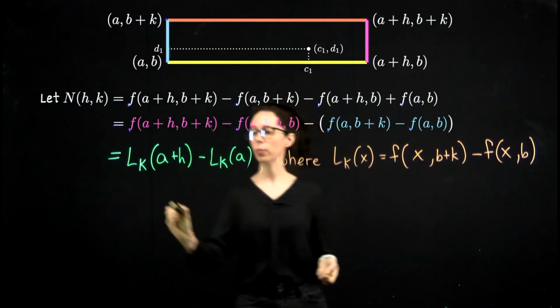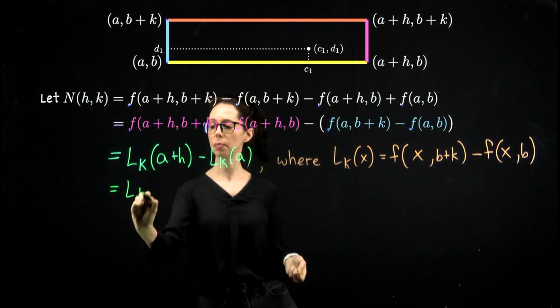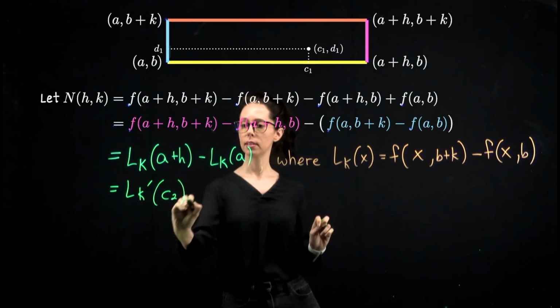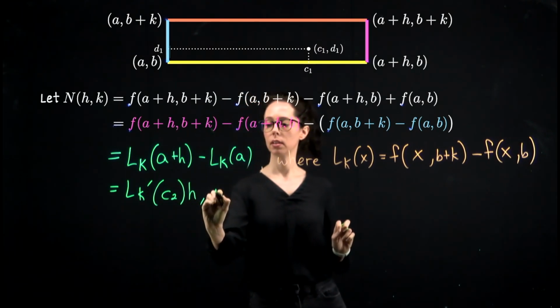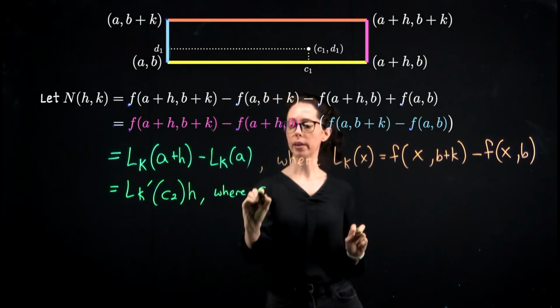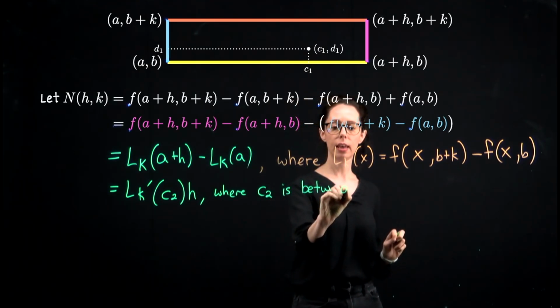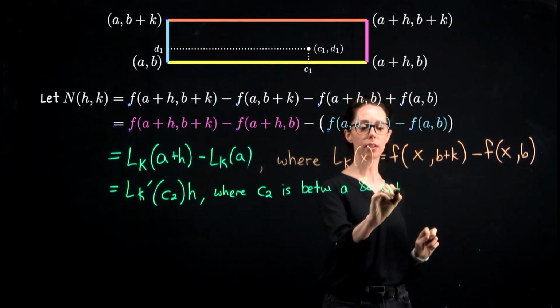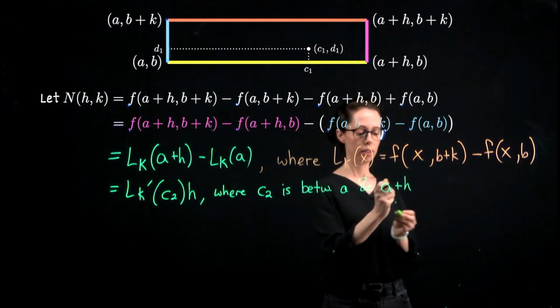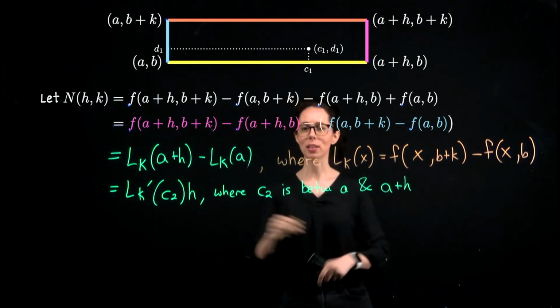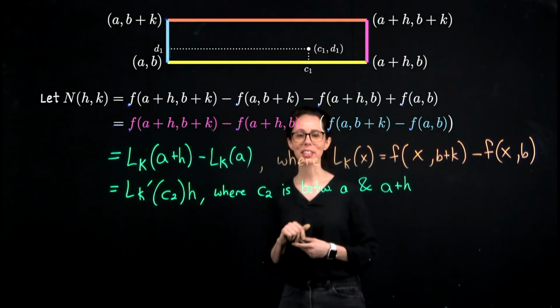Just like before, we're going to pass to a derivative. So L sub k prime at C2 times h, where C2 is between a and a plus h. So C, because this is happening in the x coordinate, and C2, because we've already got a C1, and it's not necessarily the same number.